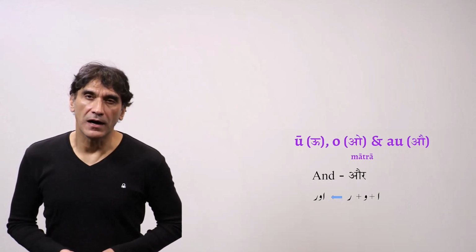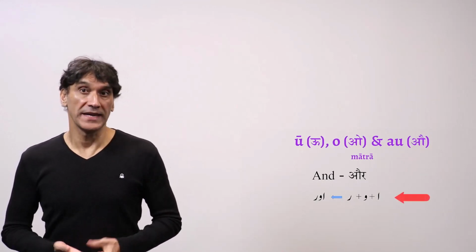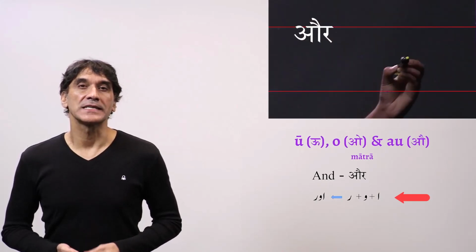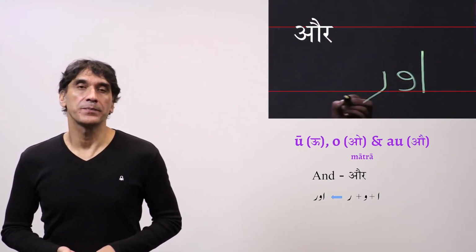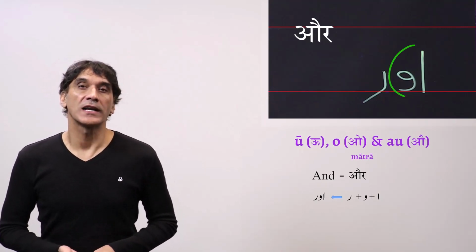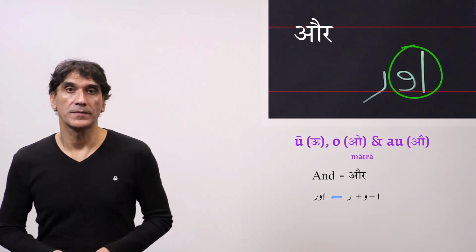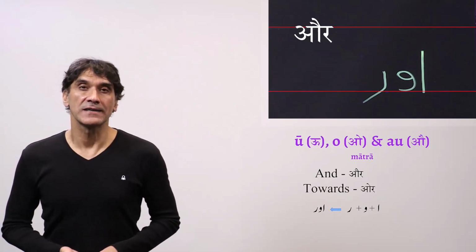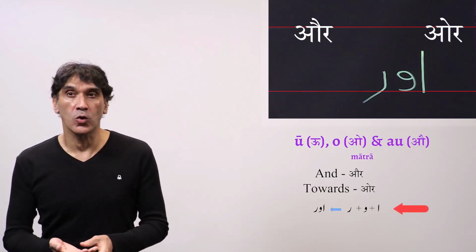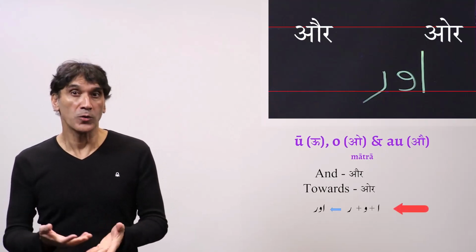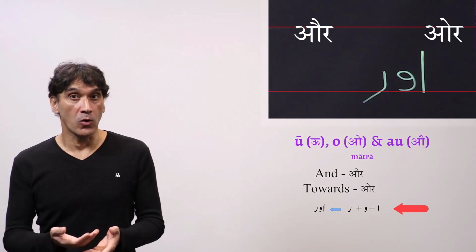Let's now take wow as O and Au matra. The first word is or, meaning and. The spelling is alif plus wow plus re. Here all three letters are non-connector. They will be written separately in sequence. So alif plus wow is o and re is r. O, r, or. Another interesting thing here is that the word or and aur will be written the same. Or means two words. The spelling of or and aur will be the same.